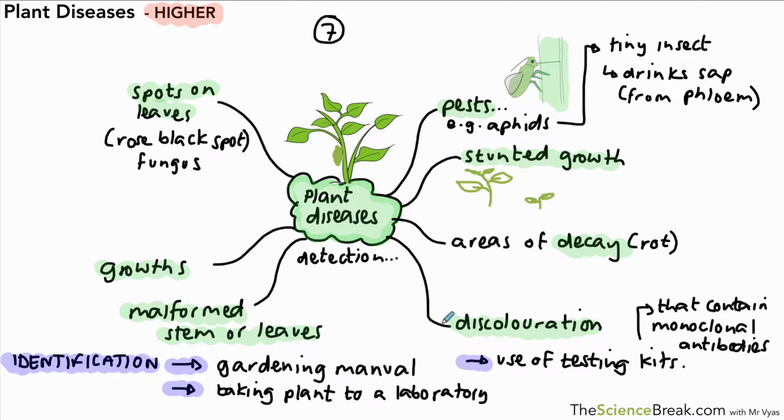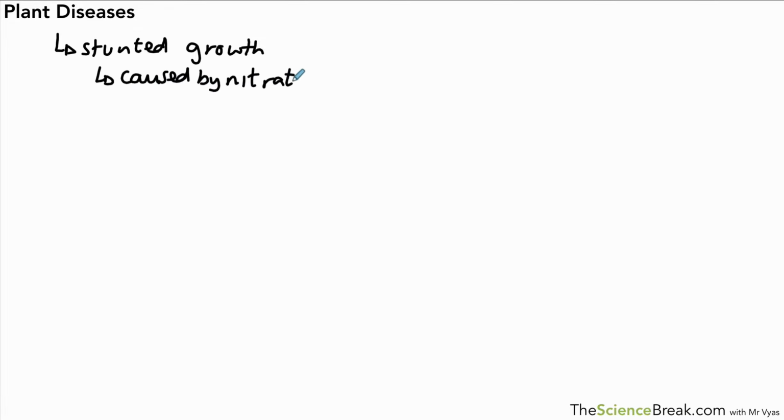Okay, so 3 methods for identification, 7 methods for detection, and all quite important, but in fact all just memory work, so you must know this for your exam. So the last thing is just focusing in on 2 particular issues with plants, and one of those is stunted growth. So we're going to look at stunted growth and what the issue behind that could be, and also something called chlorosis. But stunted growth is often caused by a deficiency in a particular ion, and that's called nitrate.